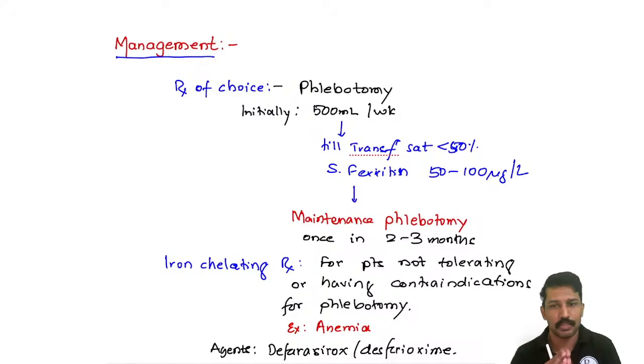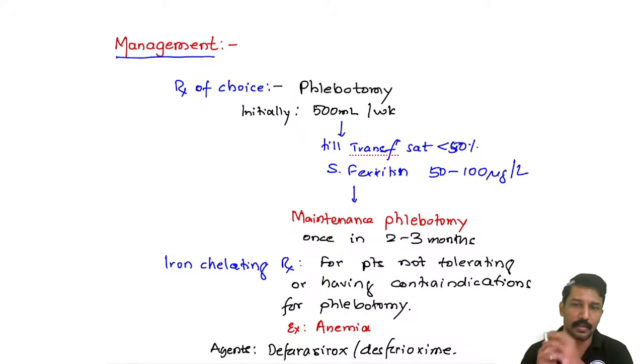In any circumstance, if the patient is not able to tolerate phlebotomy, if there are some contraindications for it, in such cases, we can consider iron chelating agents like deferoxamine or desferrioxamine, right? So this is how we are going to manage hereditary hemochromatosis.